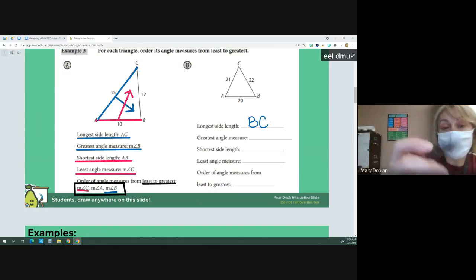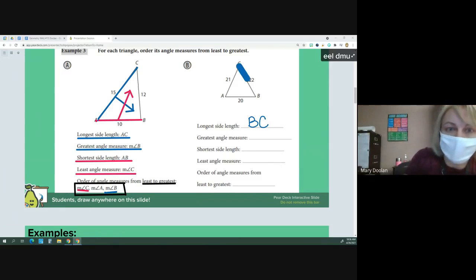You know, you can draw all over these triangles if you want to. If you don't need to, you don't need to. But sometimes that does help you see what it is you're trying to identify. And so I'm just going to make this side blue. And then the greatest angle measure is going to be across from it. So if I look at what's across from this side, we get angle A. So the greatest angle measure is the measure of angle A.